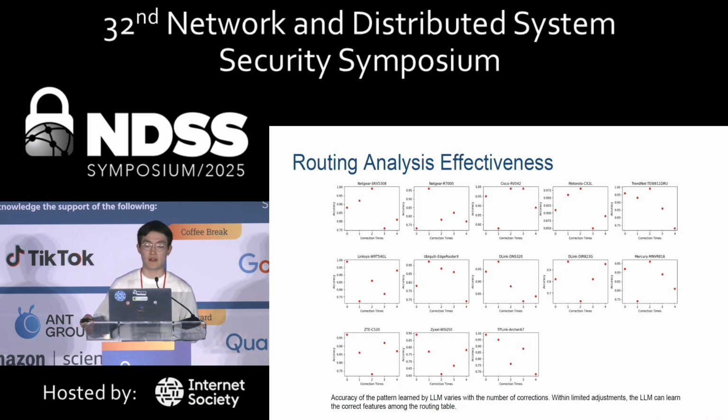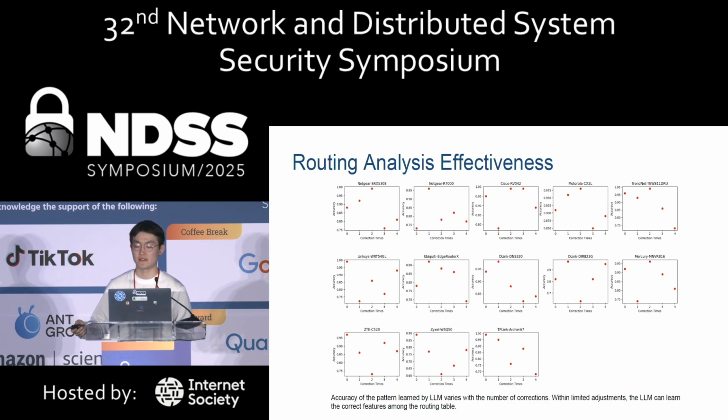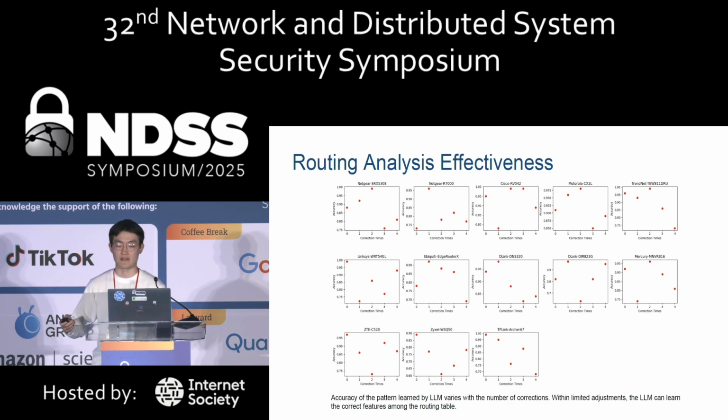EAGLEYE used the LLM to learn the varying patterns of routing tokens across devices, achieving automation and leveraging the LLM's pattern learning capabilities. The accuracy of the learned pattern improves with a limited number of corrections, often reaching the highest level with just 1 or 2 adjustments.